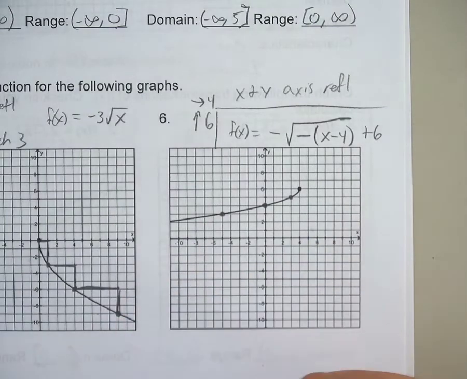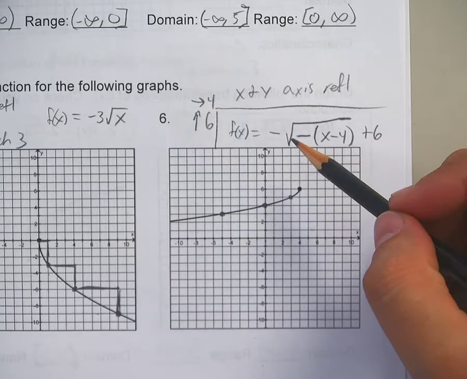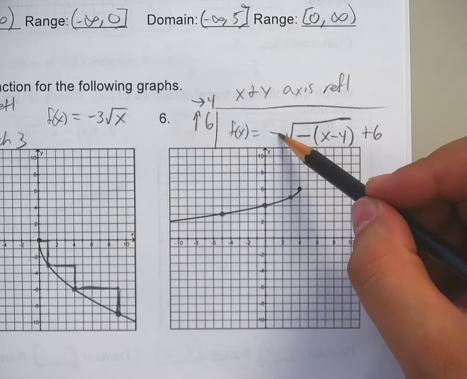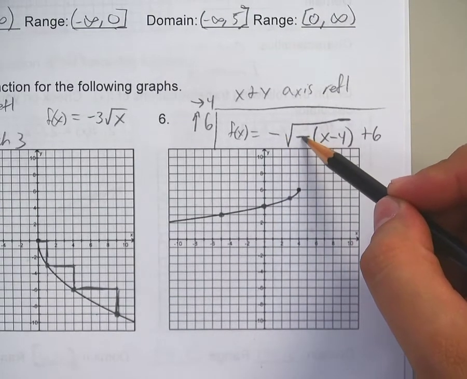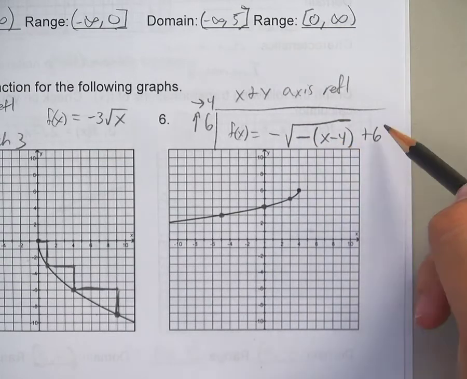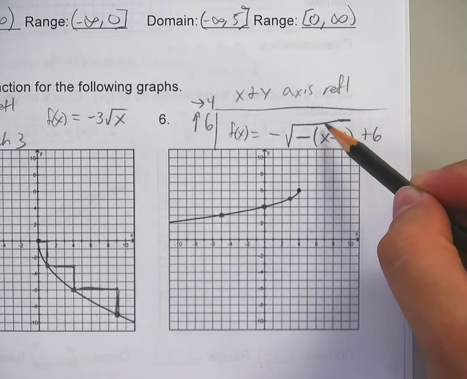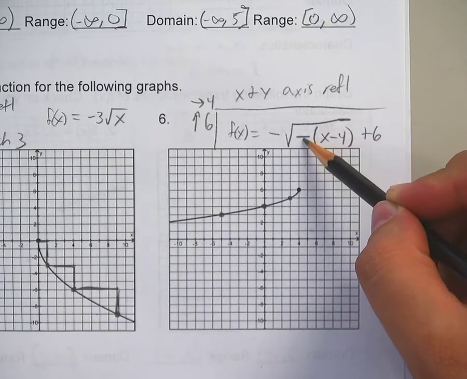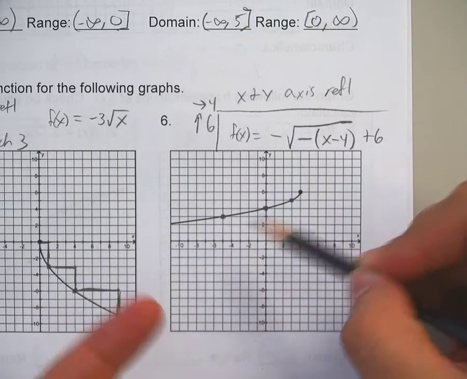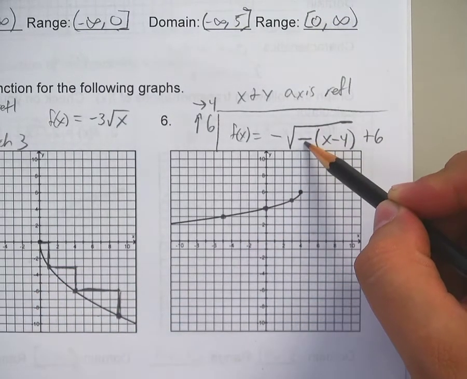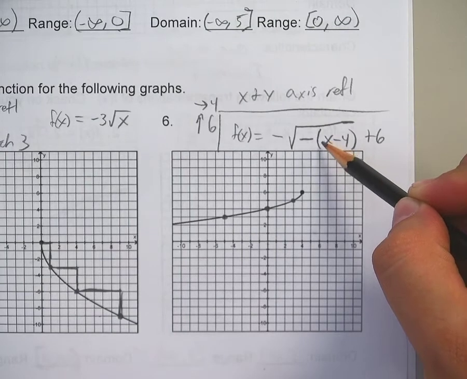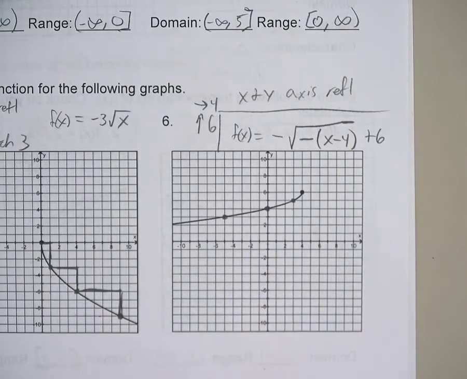And again, check this on a calculator if you're having issues with this. Again, I'm upside down, I'm going left, I'm right 4, and I'm up 6. And the only thing you need to remember is that when you're going left, or when it looks like it's going left, the negative goes outside of x. After that, you're golden.